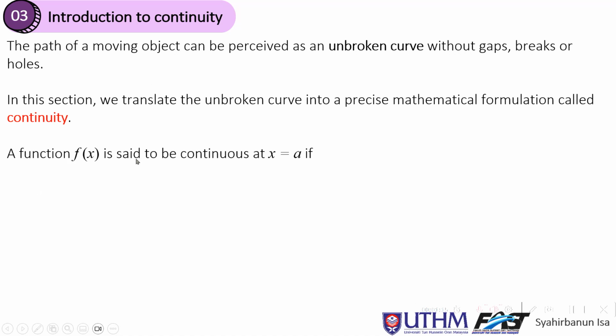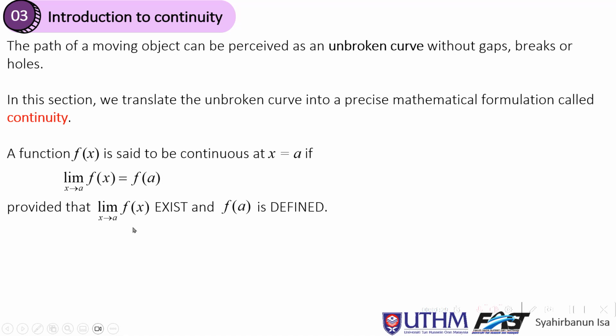Now, a function f(x) is said to be continuous at x equal a if the limit as x approaches a of f(x) equals f(a), provided that the limit as x approaches a of f(x) exists and the function f(a) is defined. If the function satisfies this condition, then we say that the function is continuous.